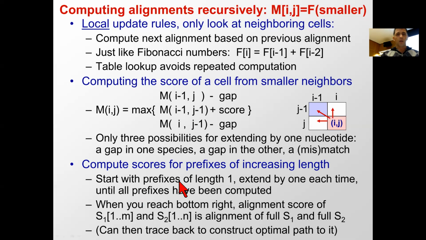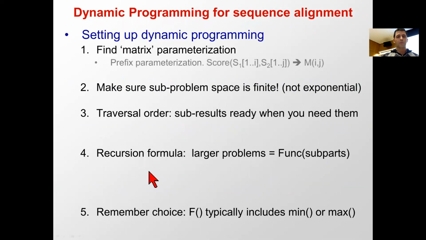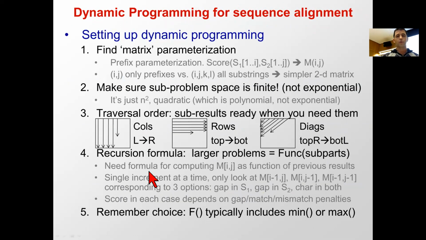Okay. So number 4 was basically the recursion formula of computing Mij as a function of smaller results. And the single increment at a time allowed me to only look at left, top, and top-left, corresponding to 3 options. And then I scored each case depending on the gap, match, and mismatch penalties. And then, most importantly, I remember the choices. So in that function f, I included a min or a max, and I remembered which of the 3 cells gave me such a maximum. Okay?